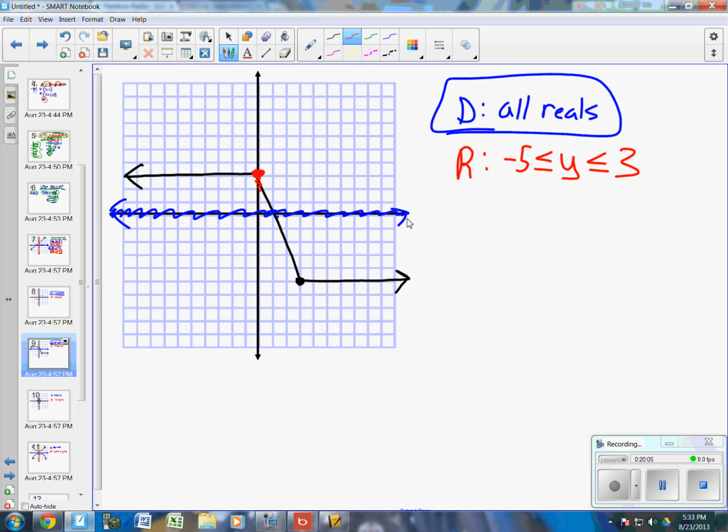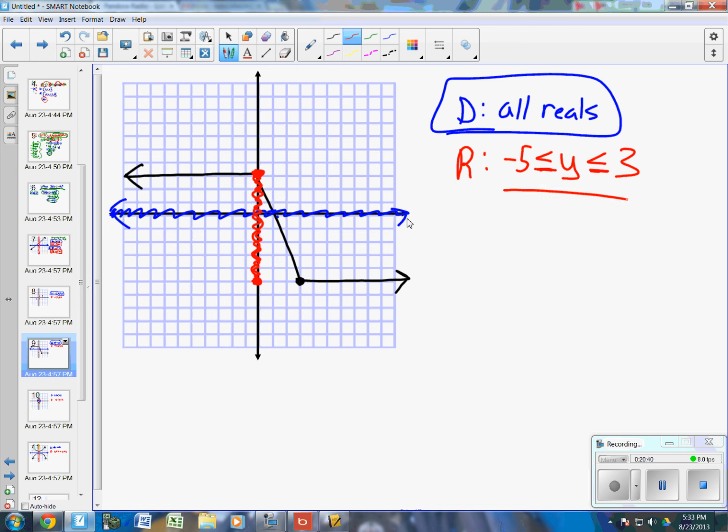My range, notice my range is only between -5 and +3. The graph does not exist above 3, and it does not exist below -5. And this is how I write it over here. I write it like this: -5 is less than or equal to y is less than or equal to 3, meaning that y is a number between -5 and 3, including -5 and 3, because I have those little equal signs under them.